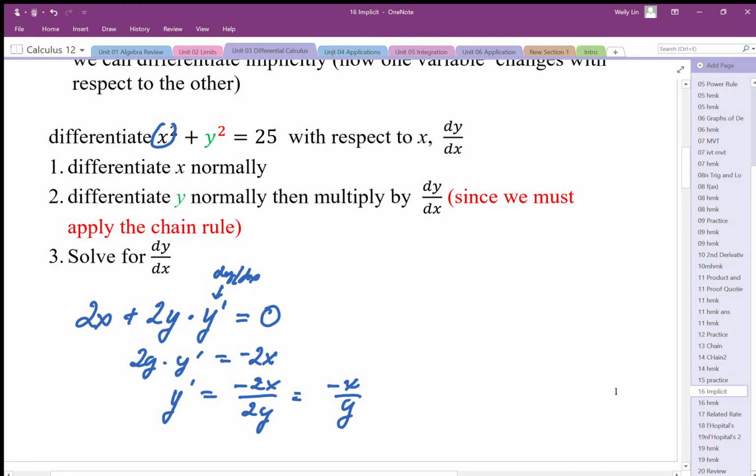If I want to find the slope, I can use this expression, negative x divided by y. So if I want to find the slope at some particular point, I just plug in the x coordinate in the numerator, the y coordinate in the denominator, and that will give me my slope, or the change in y over the change in x.